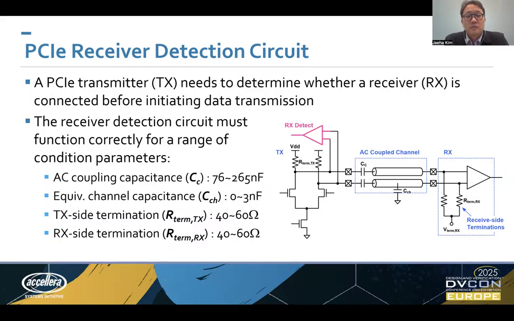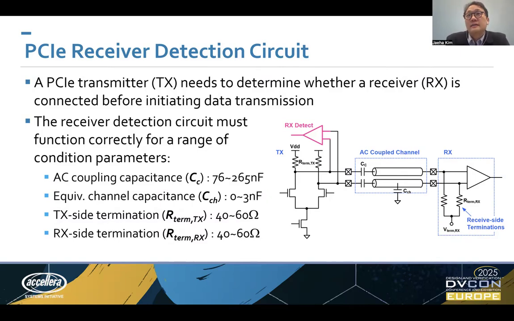First, I need to explain what a receiver detection circuit is. In a high-speed interface, such as a PCI-Express, you have a pair of transmitter and receiver. In this particular case, we have a differential pull-down current mode driver connected to a voltage mode receiver through an AC coupled channel. And to avoid reflection, both on the transmitter side and receive side, we have these set of termination resistors.